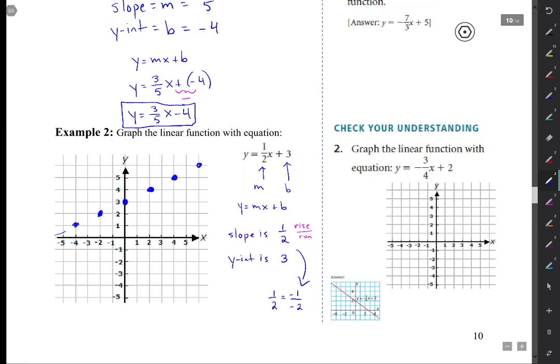So then we're going to connect the dots, and if you have a ruler, please use one. But here is the line, and I'm going to label our equation on there. So I'm going to label it as y is equal to 1 over 2x plus 3. So there we go, we graphed that line.